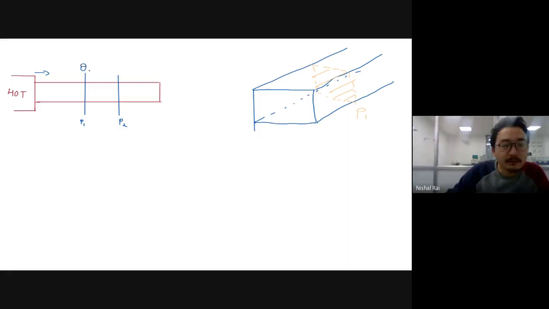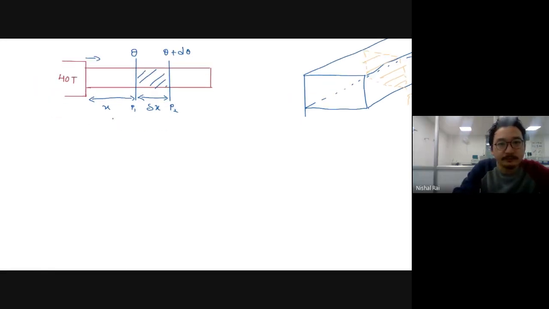Let the temperature over here be theta and the temperature over here will be theta plus d theta. The distance between these two points is delta x. And let's consider this as a distance of x, and we have considered this a very small element. So this is a very small element which we have considered, and these are two planes P1 and P2.